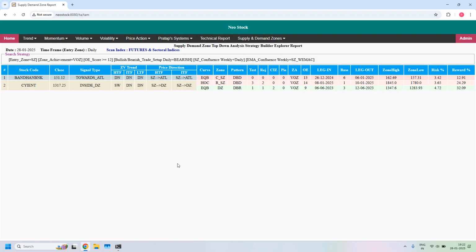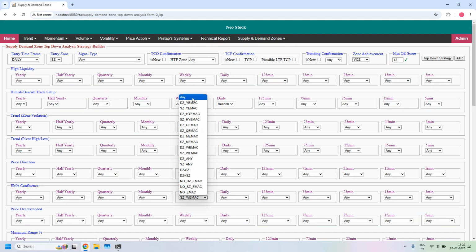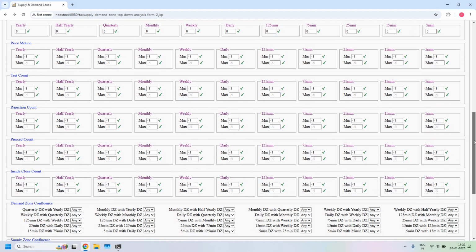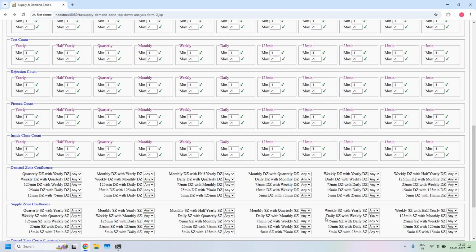Next, let us look for LTF, ITF, HTF supply zone confluence. Removing the EMA filter. In the supply zone confluence, I should set 3 filters. First filter is already enabled, daily with weekly zone confluence. Next, daily supply zone with monthly supply zone confluence. Weekly supply zone with monthly supply zone confluence.